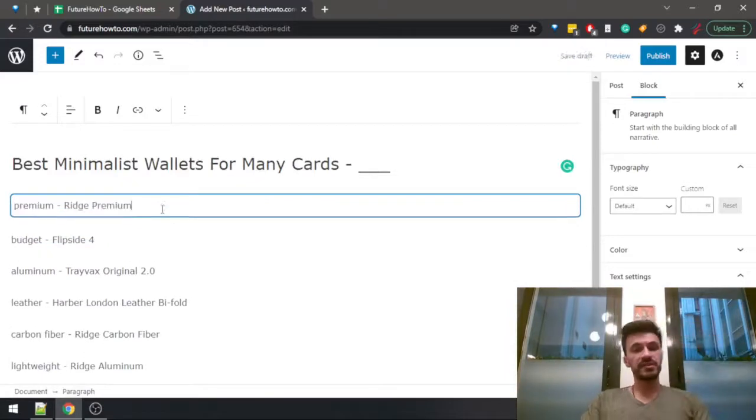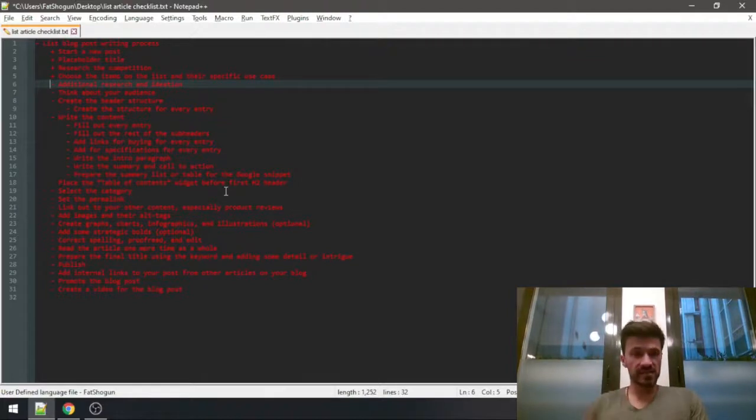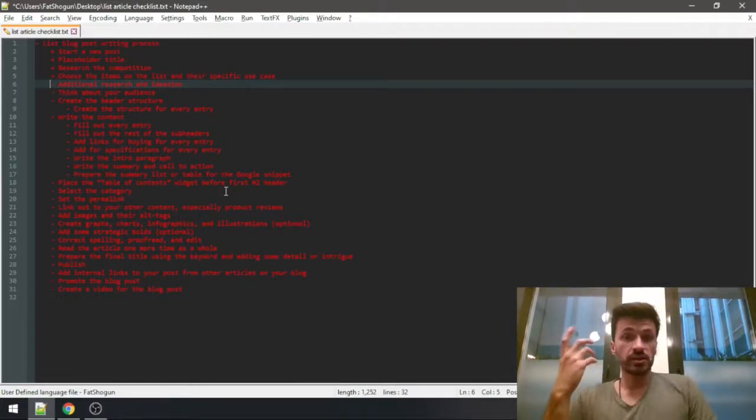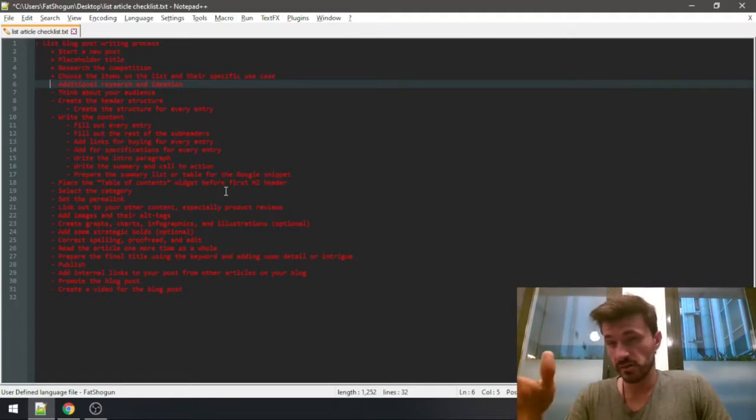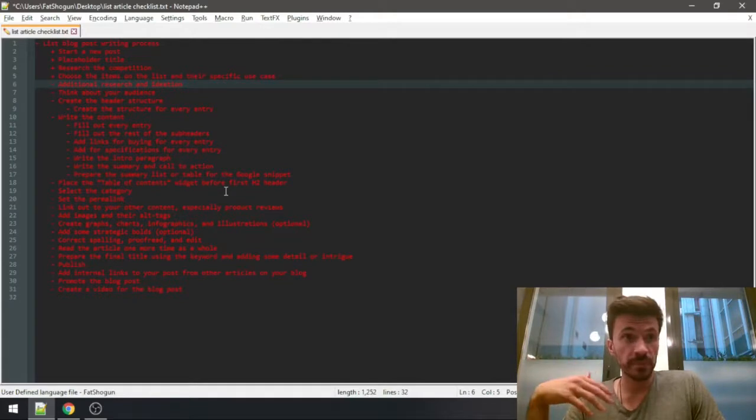Okay, so these are gonna become our headers really soon. We have the items, we have the additional use cases for each and every one of them, and the next step is to actually add a few more sections to the article, potential sections. The reason why we're doing this is because the competition very rarely does this. And it's a great way to stand out and provide a bit more expertise, a bit more knowledge, a bit more depth on the topic.